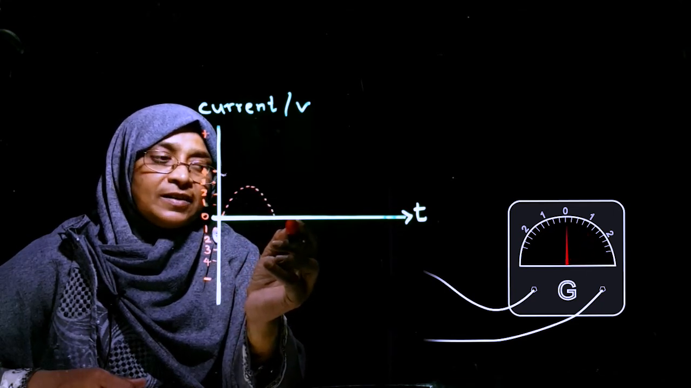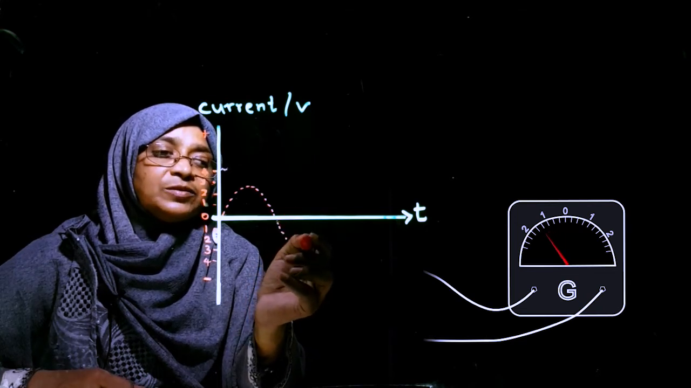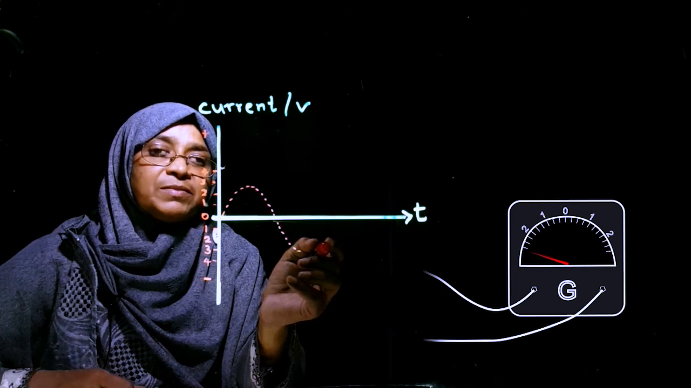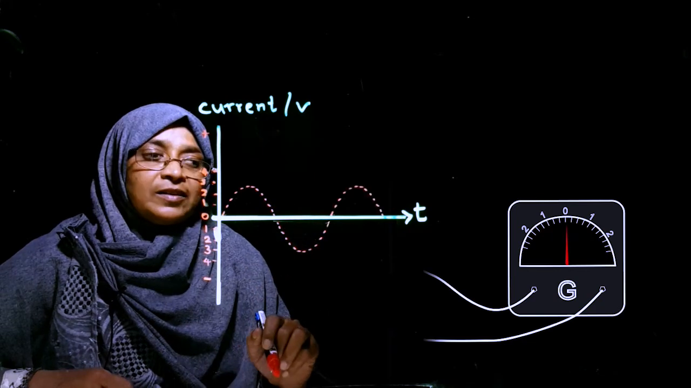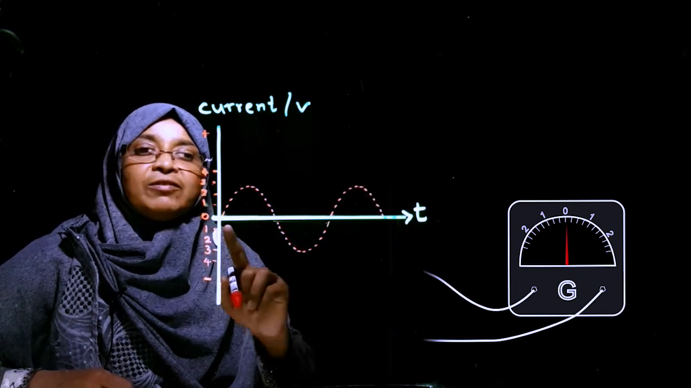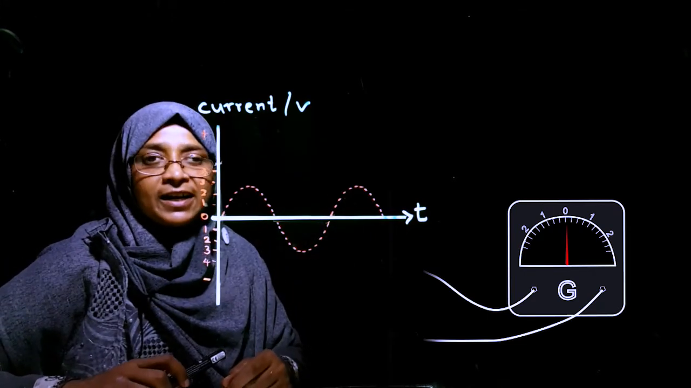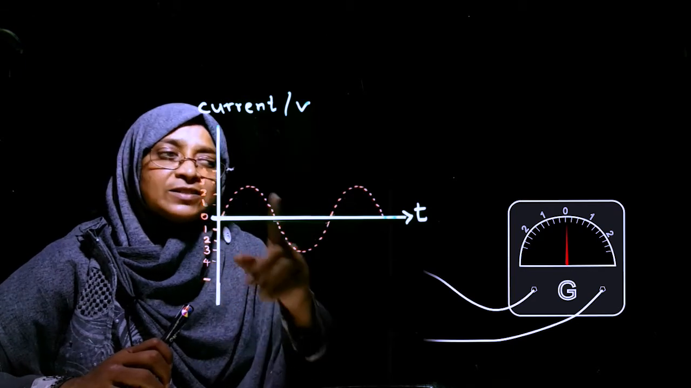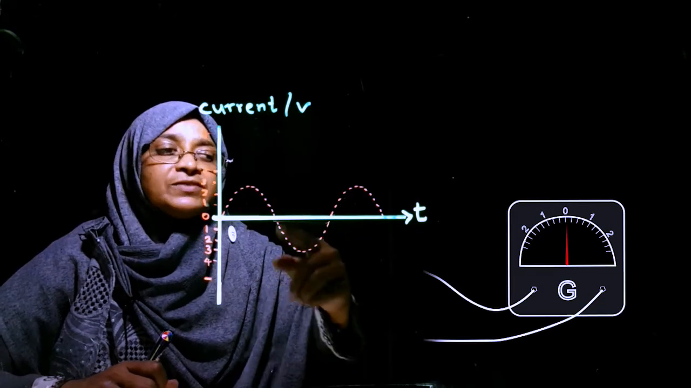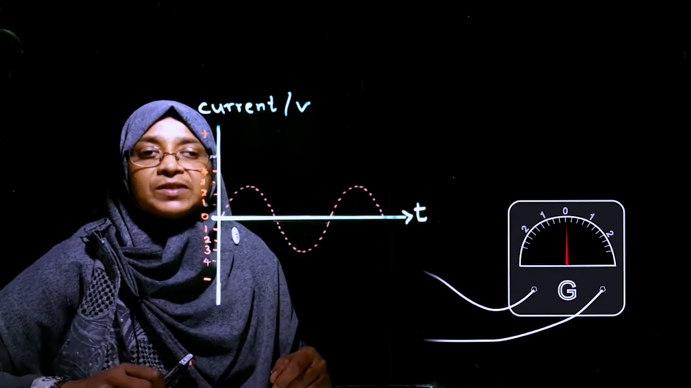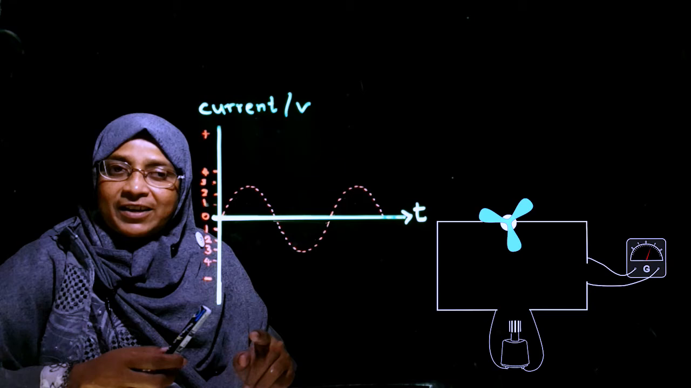Then the anticlockwise 1, 2, 3, reaching the maximum, back to 2, 1, 0. Here we get one oscillation graph. This type of current flow is called the alternate current. In this alternate current, the direction changes with time and the voltage variation is also observed. When supplying the alternate current, the fan does not work properly, as we can see.